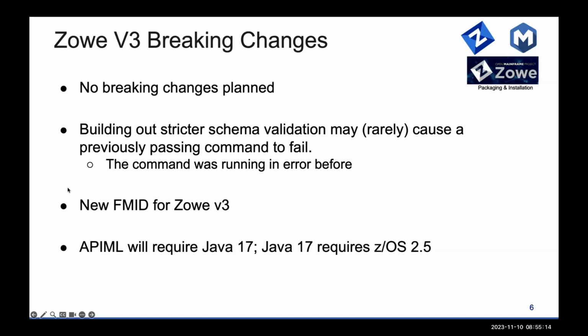Like when we went from Zowe v1 to Zowe v2, there's going to be a new FMID for Zowe v3. I think that's just, again, something to be aware of. And lastly, as we were just talking about before, with Zowe v3, API-ML is going to require Java 17. It's going to be the minimum supported version of Java. And Java 17 requires z/OS 2.5. So if you want to run Zowe v3 and API-ML, you're going to need z/OS 2.5.